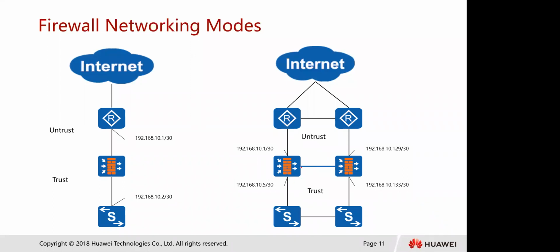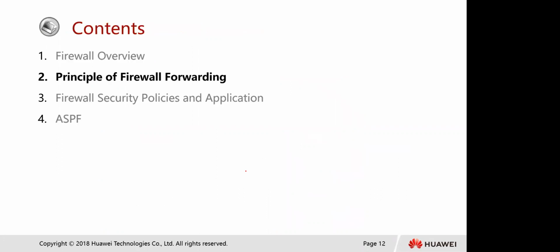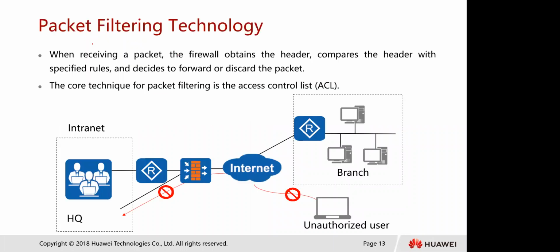For the design, personnel should consider factors such as network reconstruction and service interruption when selecting a networking mode. We're now going to look at the principle of firewall forwarding, and we look at packet filtering technology. When receiving a packet, the firewall obtains the header, compares the header with specific rules, and decides to either forward or discard the packets, isn't it?